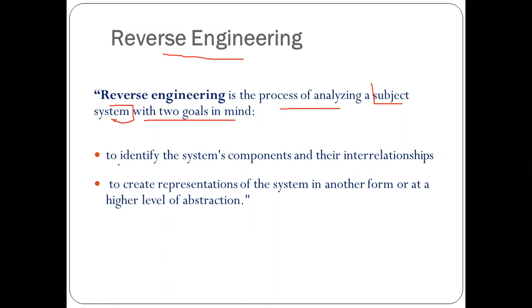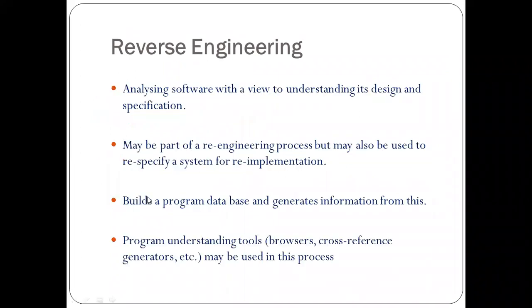The two goals are, first, to identify the system's components and their interrelationships. And the second point is to create representations of the system in another form or at a higher level of abstraction. So in reverse engineering we have two goals in mind: identifying the system components and the relationships between them, and second, creating a higher level of abstraction in another form.